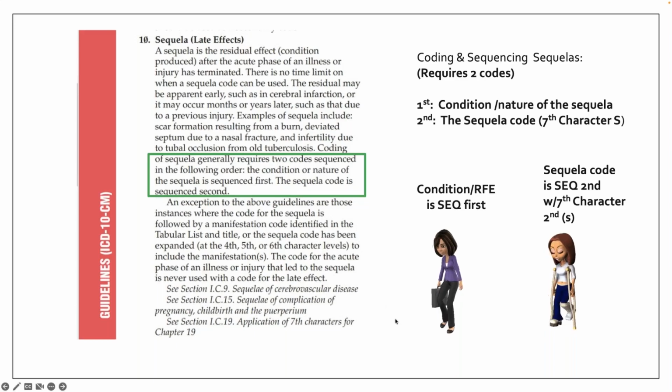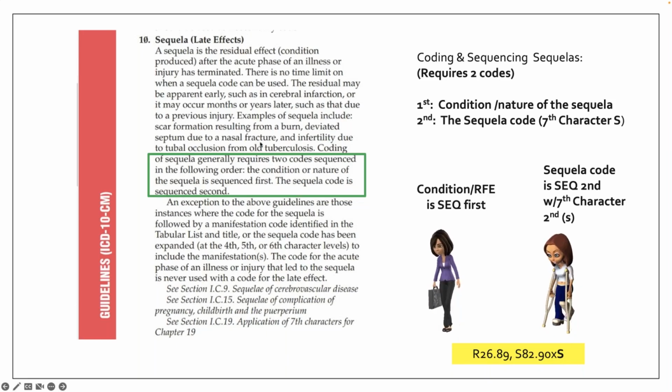So if we code it out, it would look something like this. R26.89, S82.90XS. All right. How does that sound? Does it make sense? How you doing? Okay, somebody said yes. I got one yes. All right.